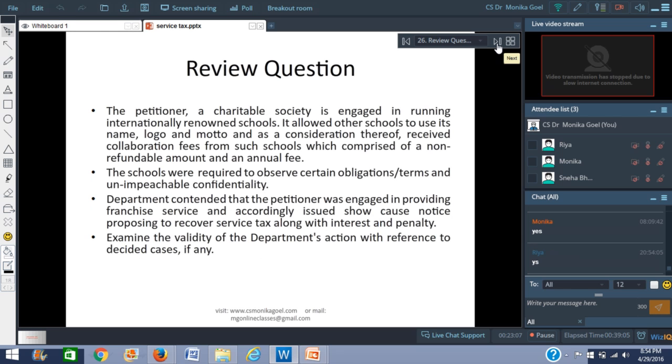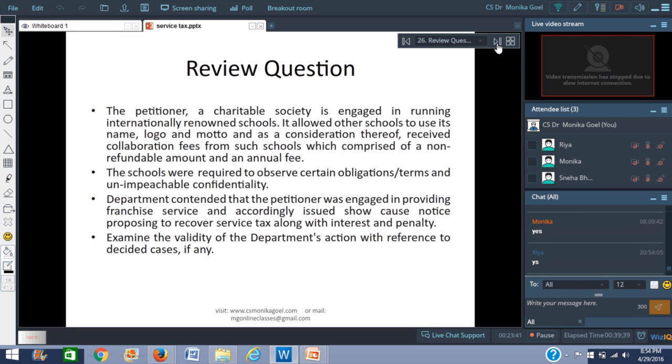So we would be discussing the next review question over here. I think this question also came in the last examination. The petitioner, a charitable society, is engaged in running internationally renowned schools. It allowed other schools to use its name, logo, motto, and as a consideration thereof, received collaboration fees from such schools, which comprise a non-refundable amount and an annual fee.